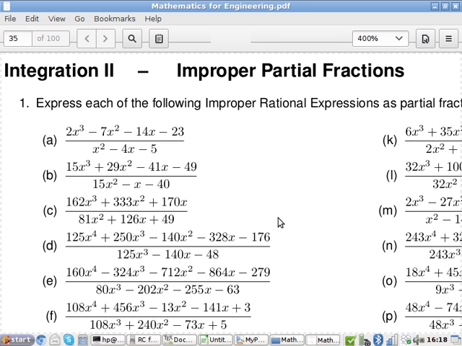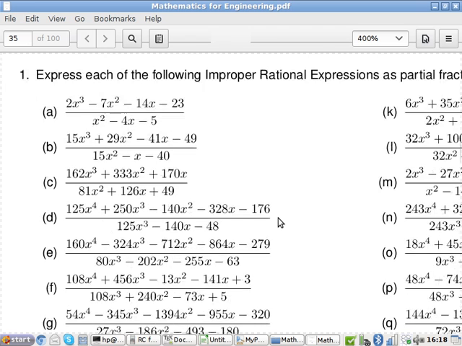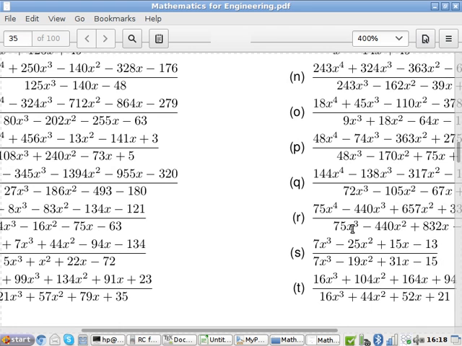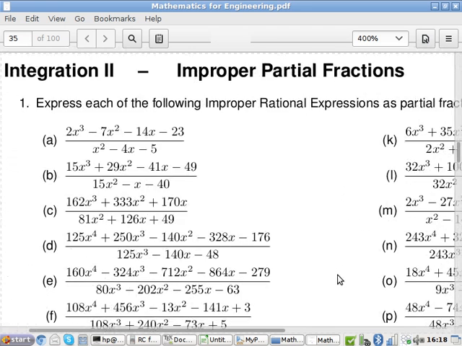Now, what is different about these problems compared to the problems we did last time? The numerator has a higher power than the denominator. In most cases one power higher, although there are some examples when the powers are the same, like here. These are called improper partial fractions. So let's do the first one together as an example of what to do. Can you just write the question down and then I'll do it? Please write down 1A. I'm going to do it.